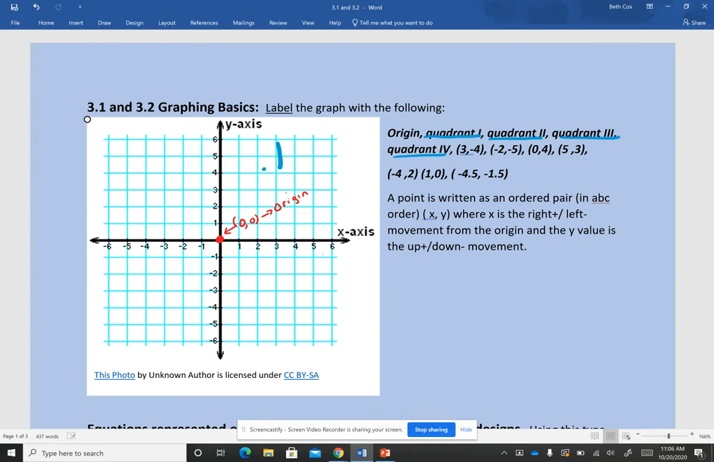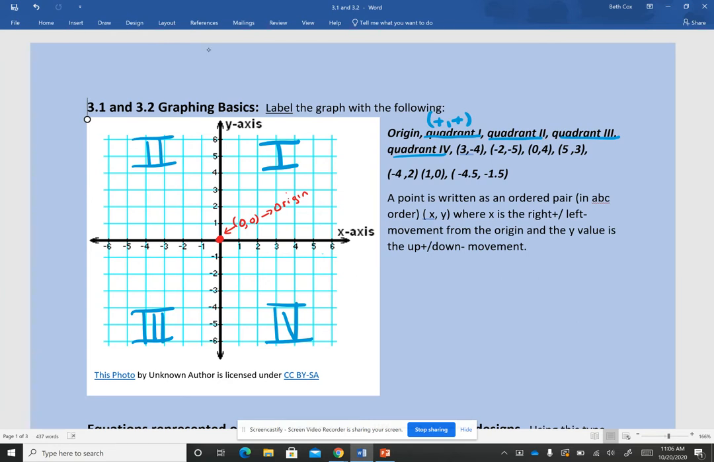Quadrant 1 is right here, and then we go counterclockwise from there. Quadrant 1 is where we have all our positive numbers, and so then we go counterclockwise. So this will be quadrant 2, quadrant 3, and this is quadrant 4. Okay, and then the points.